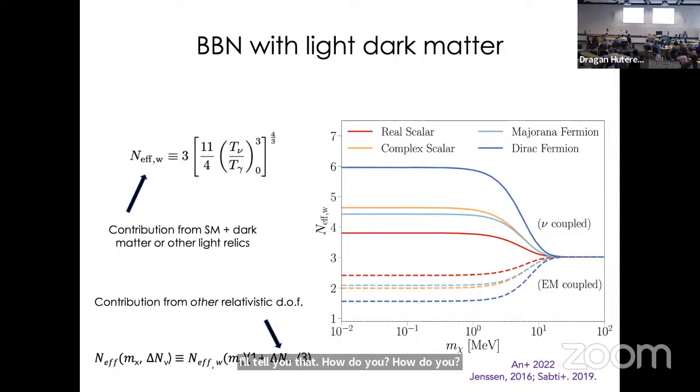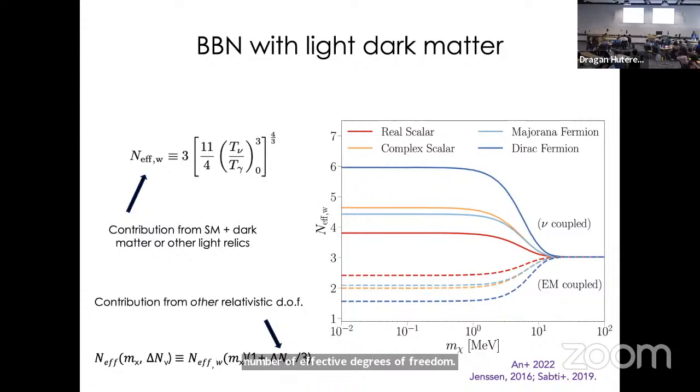How do you make N effective higher instead of lower? You annihilate into what? You annihilate into neutrinos, right? So look at that equation. If I raise the temperature of photons, I will lower the number of effective degrees of freedom. Okay? What does that even mean?